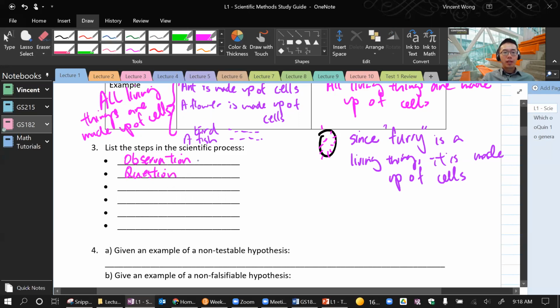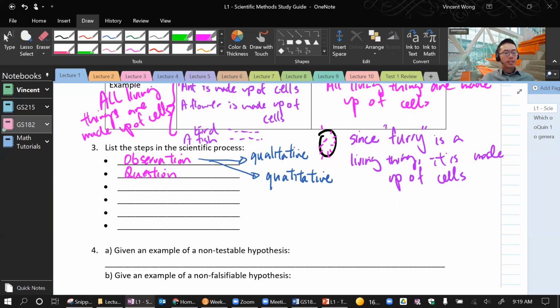And when we make observations, there are two types of observations we can make. There is the qualitative, and then there is the quantitative. Can someone tell me the difference between qualitative and quantitative? Perhaps give me some examples if you could. Anybody?